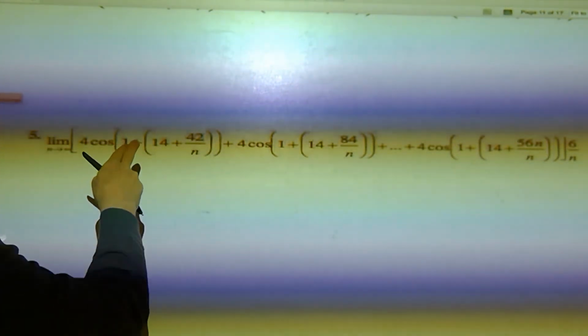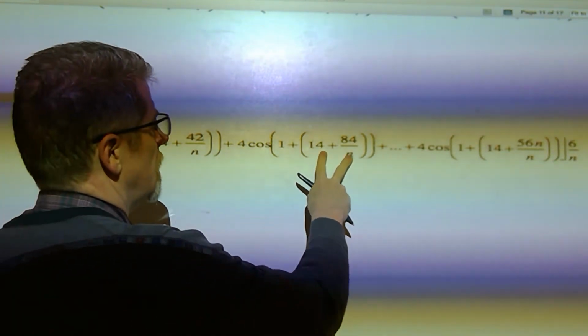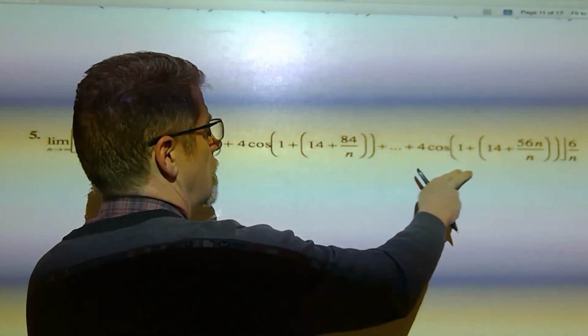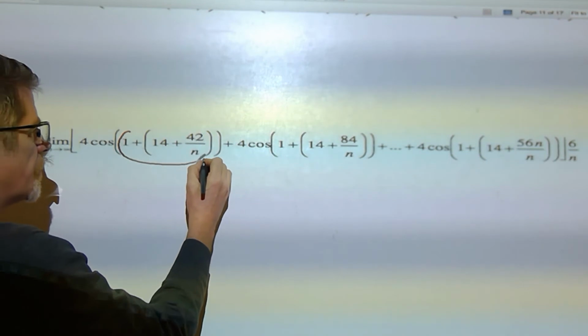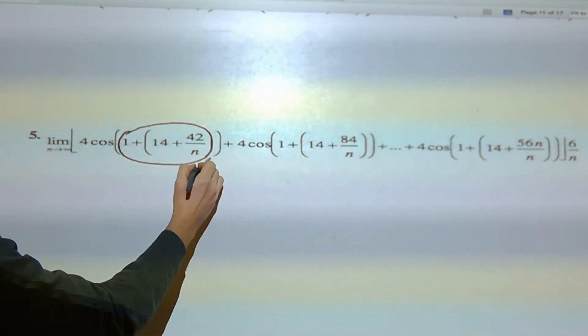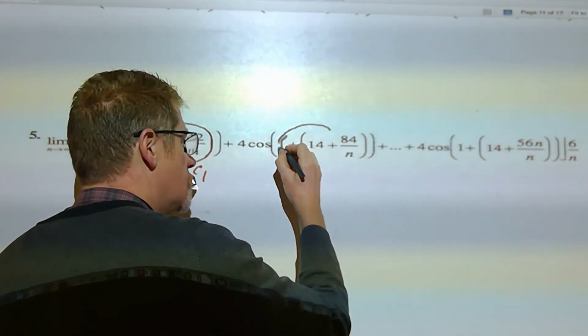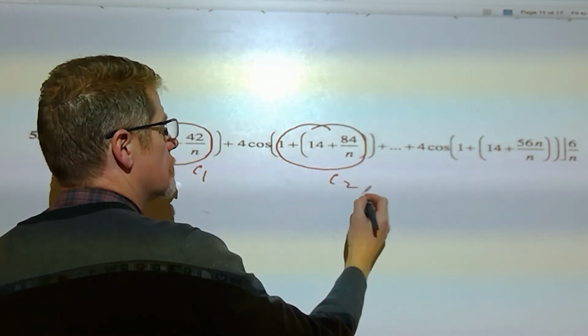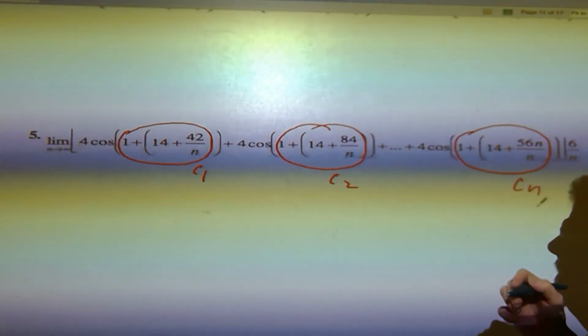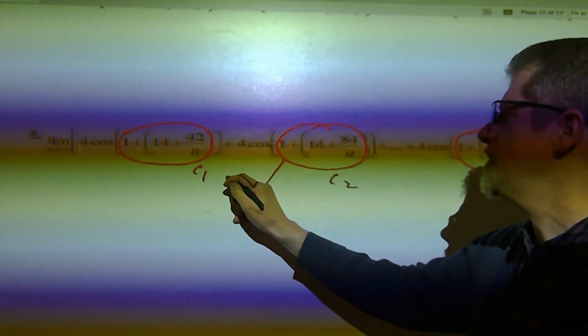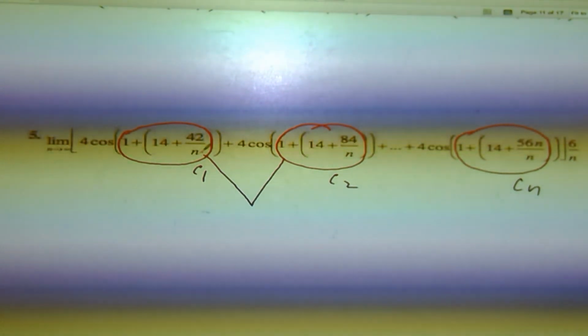So one of the circlings you could do, I'm going to do what I think is probably, let me see here, 1 plus 14. So it looks like there's nothing wrong with making this your first circle, C1. Not the only way to do it, but second circle, and then C sub n. Now, what is the difference between C2 and C1? What is C2 minus C1? Does it match 6 over n? Let's find out.